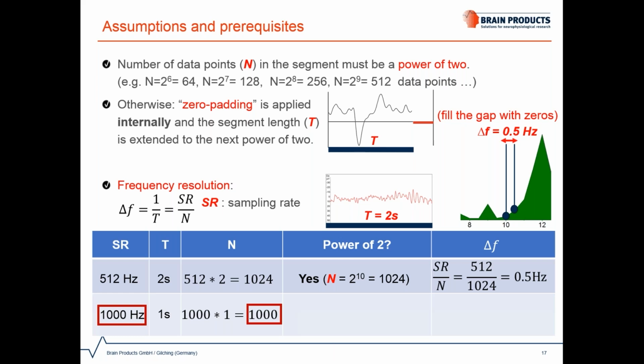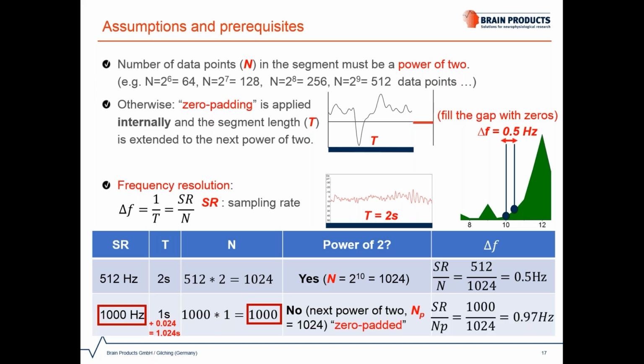Why? Because we have forgotten to ask ourselves if 1000 is a power of 2 or not. And as you can see, it's not a power of 2. So the algorithm is going to perform zero padding in order to get a length that is the next power of 2, which is 1024. This means the length of the segment increases from 1 second to 1.024 seconds. So instead of a frequency resolution of 1 Hz, we will have a frequency resolution of 0.97 Hz. It might seem to be a fine resolution, but it does not reflect the true maximum resolution.